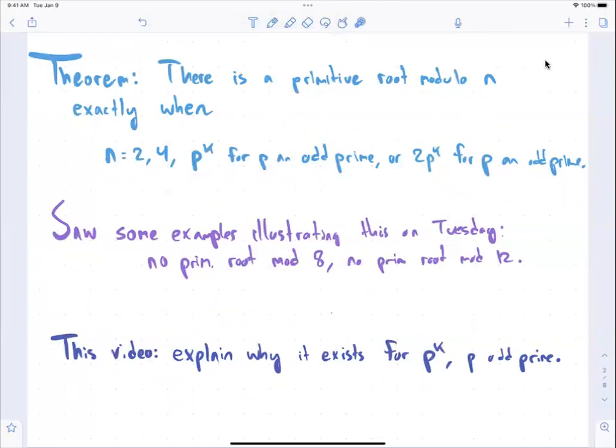And we saw some examples illustrating this on Tuesday. So for example, we saw there's no primitive root mod 8. We saw there's no primitive root mod 12. Then we saw lots of examples where there was a primitive root modulo a prime number. Of course, that's always going to be true.